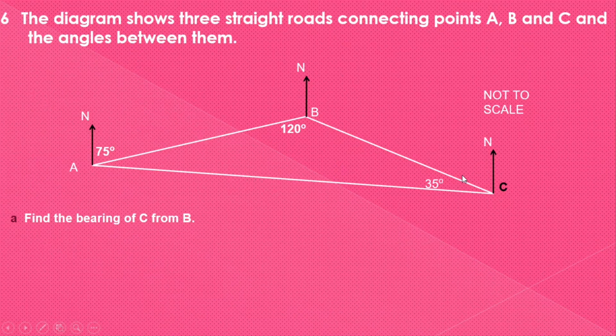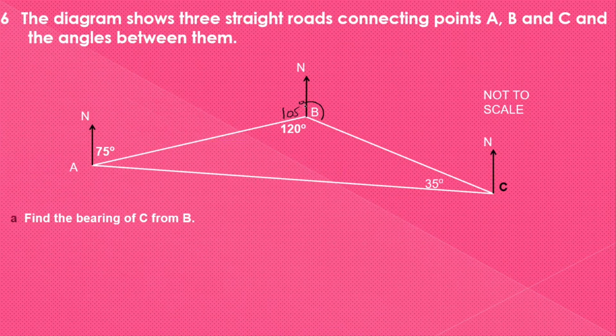So finding the bearing of C from B, that means this is the angle that you have to find out. Okay. So how will we find this angle? We know the properties of parallel lines. These two north lines are parallel. So if this is 75, this is going to be 180 minus 75, which is 105 degrees, right? And now this is the complete angle.